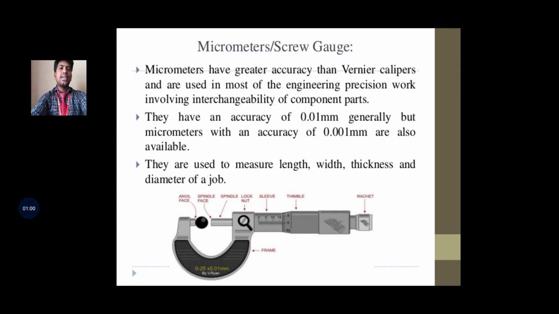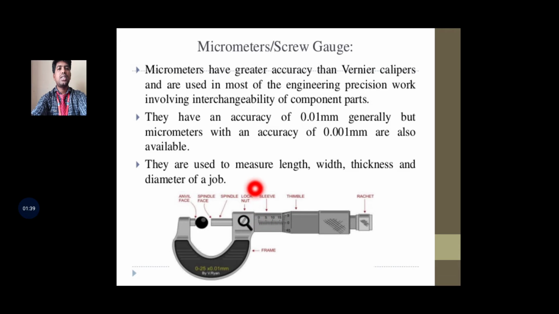A micrometer has greater accuracy than a vernier caliper, and is also used for most engineering precision work involved in the interchangeability of component parts. They have an accuracy of 0.01 mm generally, but micrometers with an accuracy of 0.001 mm are also available. It is used to measure the length, width, thickness and diameter of the job. In this diagram we see a micrometer.